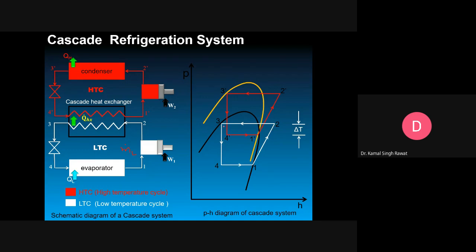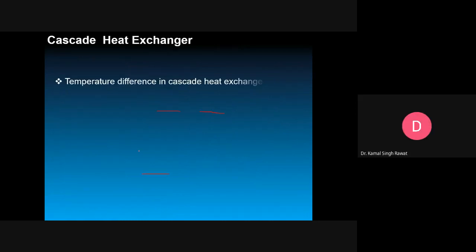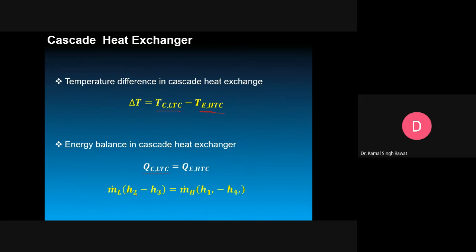M dot L (H2 minus H3). Similarly, how much heat is absorbed? M dot H (H1 dash minus H4 dash). The mass flow rate in the higher temperature circuit is M dot H. So we can write M dot L (H2 minus H3) must be equal to M dot H (H1 dash minus H4 dash). It means the heat rejected by the lower temperature circuit in the cascade heat exchanger is completely absorbed by the higher temperature circuit.